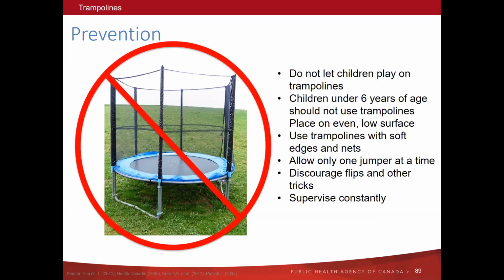In the meantime, you can reduce the risk of injury by limiting the number of jumpers to only 1 at a time, placing trampolines on even, low surfaces, using netted, soft-edge trampolines, supervising children, and prohibiting flips, somersaults, and other tricks on the trampolines, as the latter have been associated with neurological injuries. If you are unable to get rid of your trampoline.